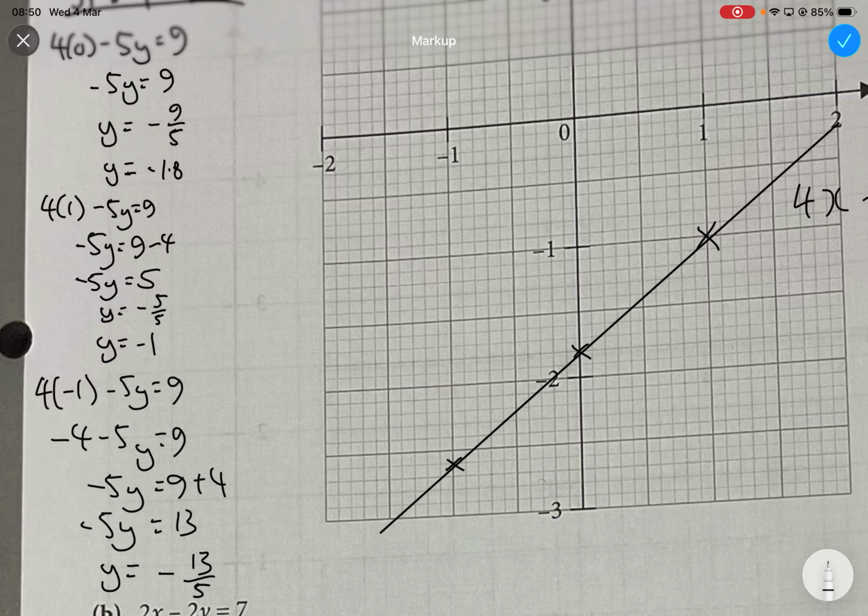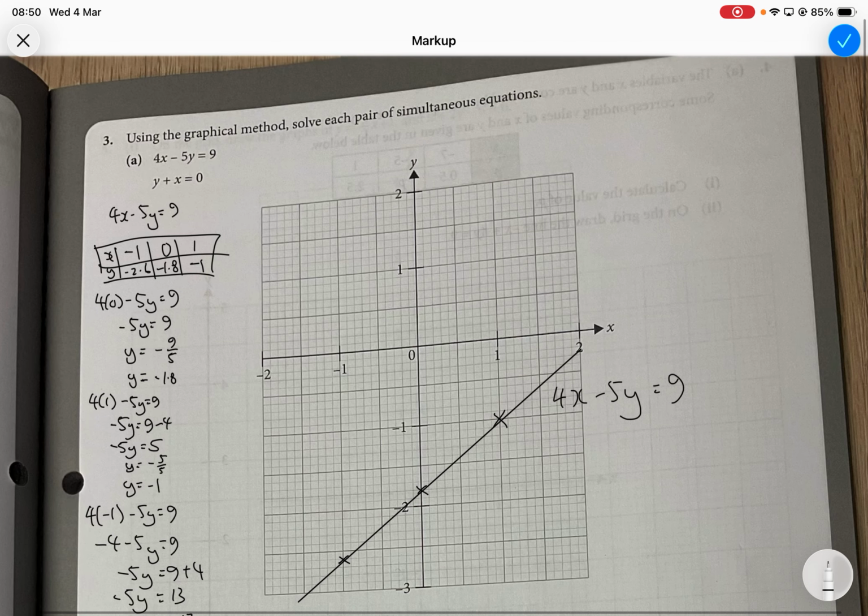Okay, so for the other equation, let me draw it here.